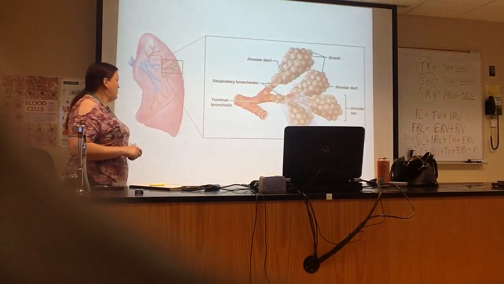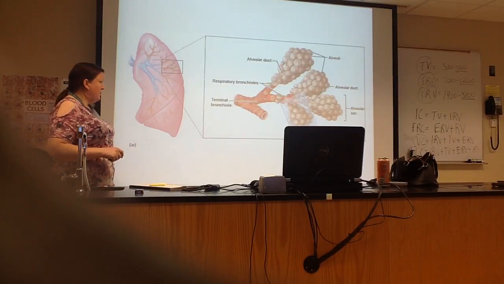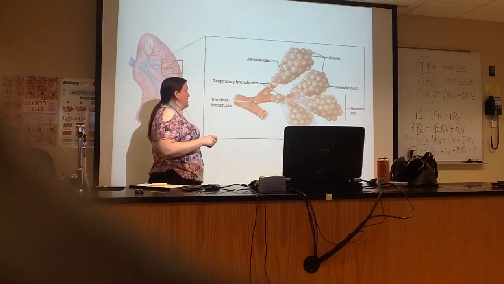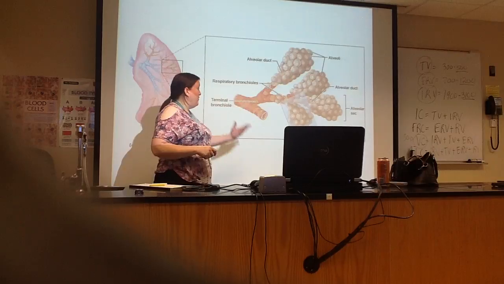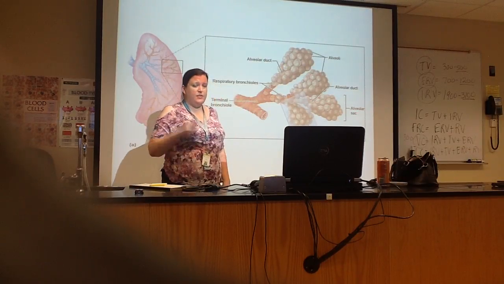Eventually we get to the terminal bronchioles, which then lead to the respiratory bronchioles. Now each one of these little sacs is a what? Alveoli. Those are alveoli, but then the big group together, the sac, is an alveolar sac.